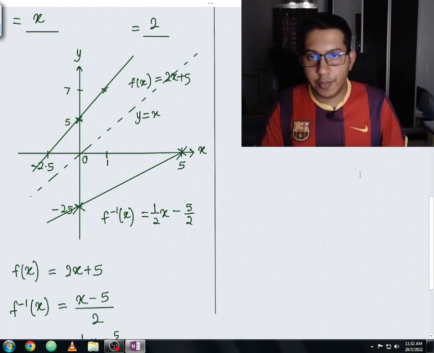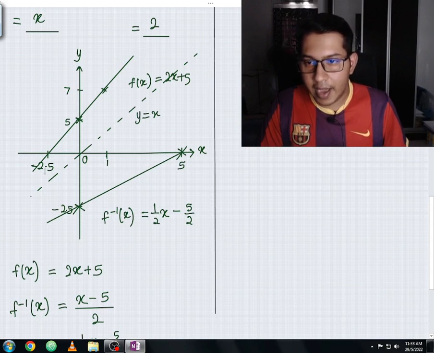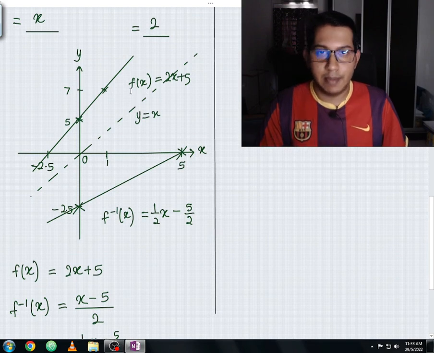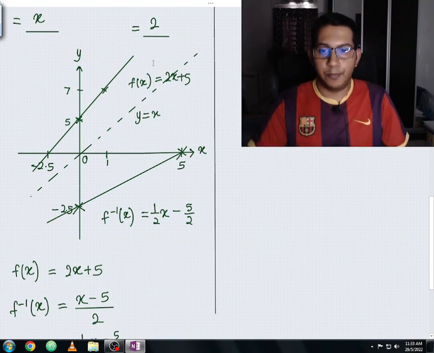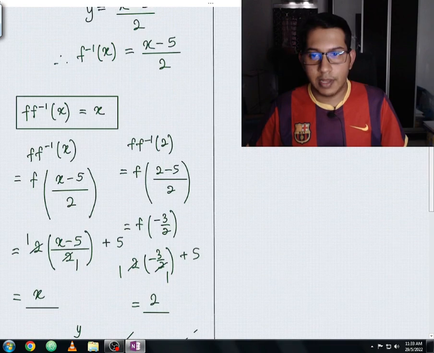If you don't understand, let me just repeat it one more time. Basically f(x) and f inverse x are just a reflection with respect to y equals x. That means that your f inverse x is just a reflection of the normal function. They are just reflecting into one another. Okay, let me just scroll it up.